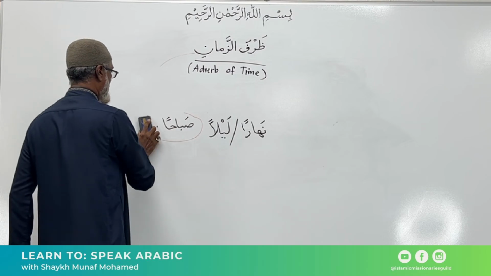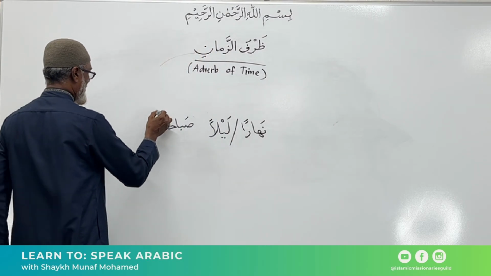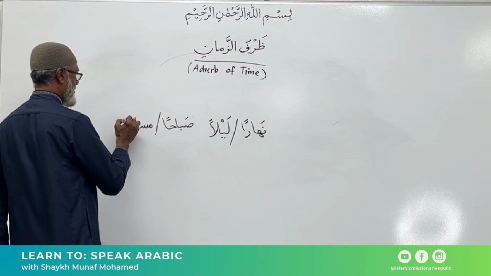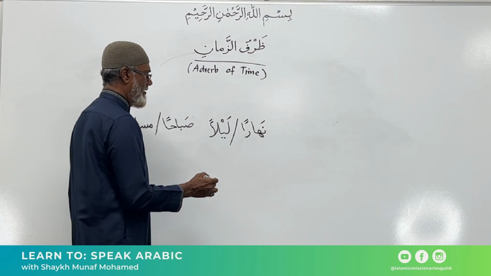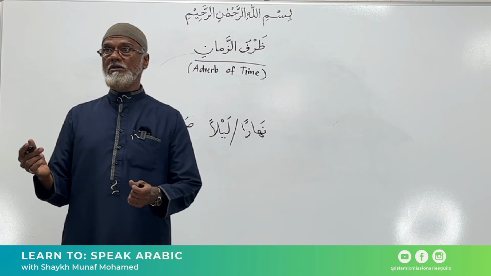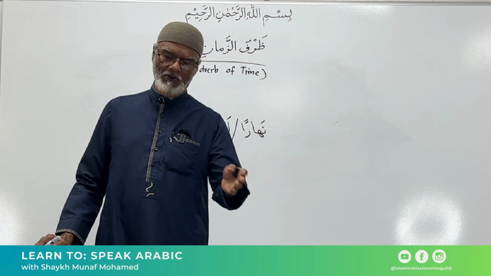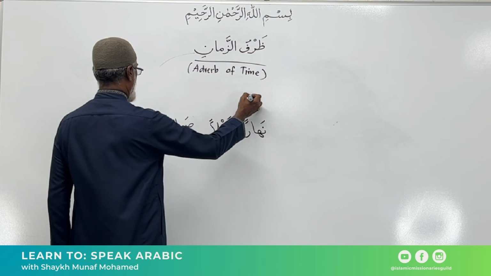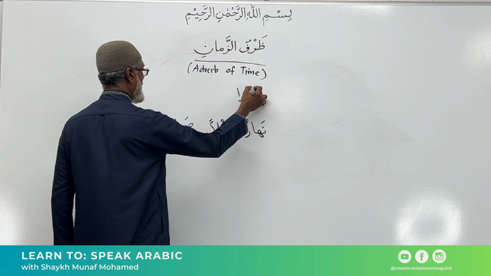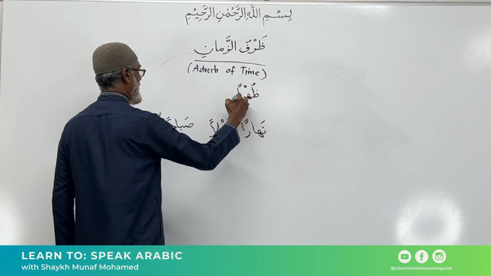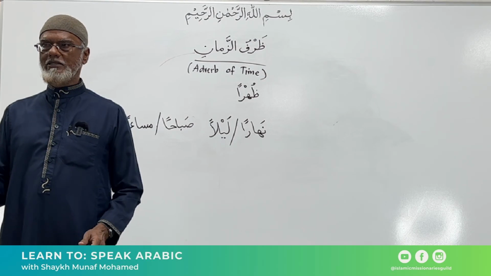So we have sabahan, laylan, and masa'an. We could have ظهرا, فجرا, عصرا, عشاء. Like all of these different timings for our salah. So we could have ظهرا. ظهرا will be at the time of noon, anytime after Salatul Dhuhr time.